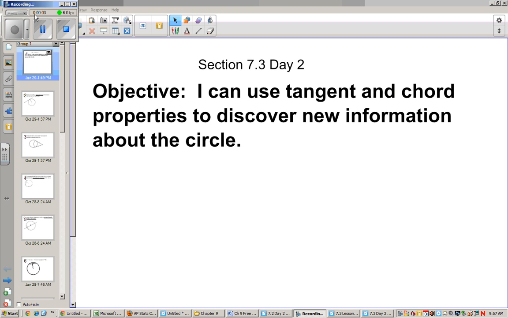Hello, welcome to the second day of 7.3. Today we're going to be looking at tangent and chord properties in relation to circles. By the end of the day, you should say, I can use tangent and chord properties to discover new information about my circle.